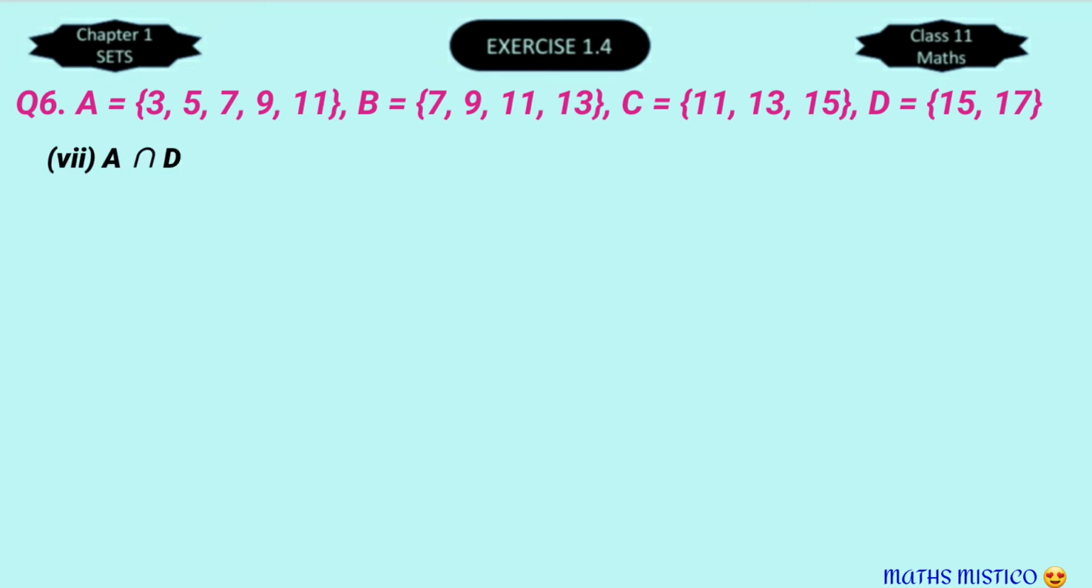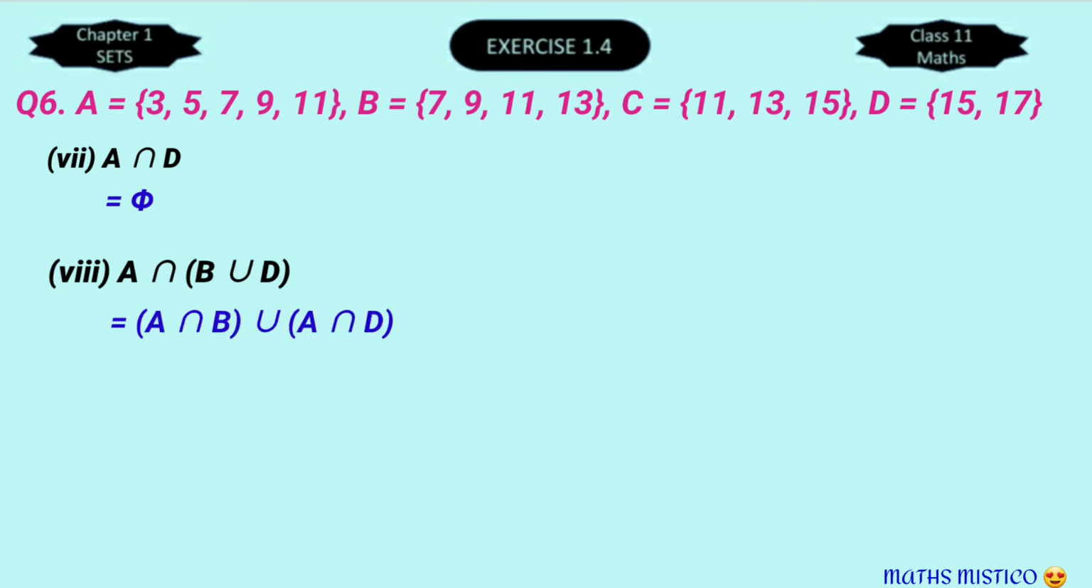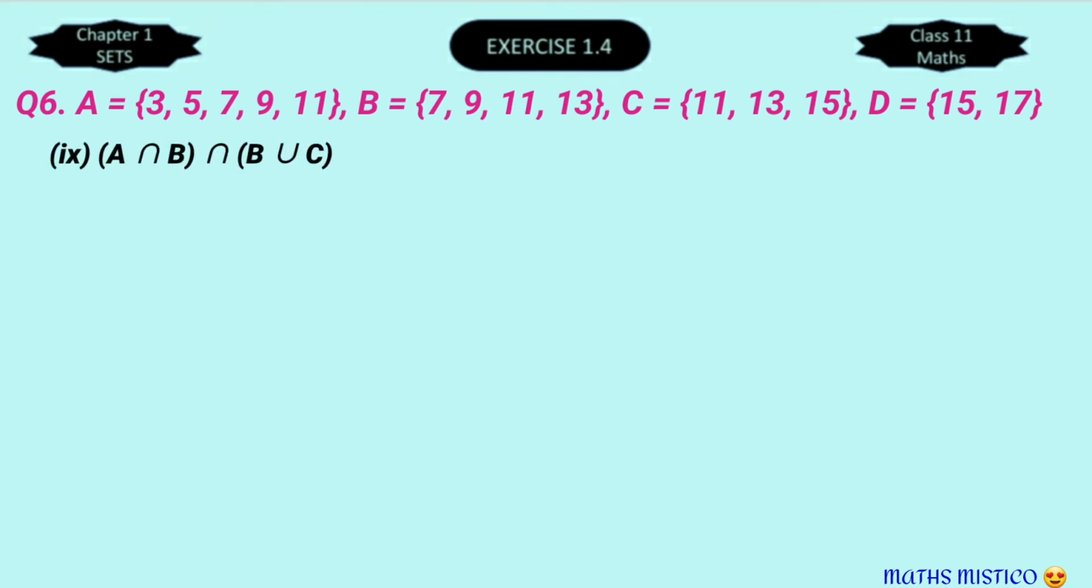A intersection D is an empty set. Now A intersection B union D will be equal to A intersection B union A intersection D. A intersection B contains only 3 elements, whereas A intersection D is an empty set. So union of these two sets is 7, 9, 11. Now the ninth part. What are the common elements of A intersection B?